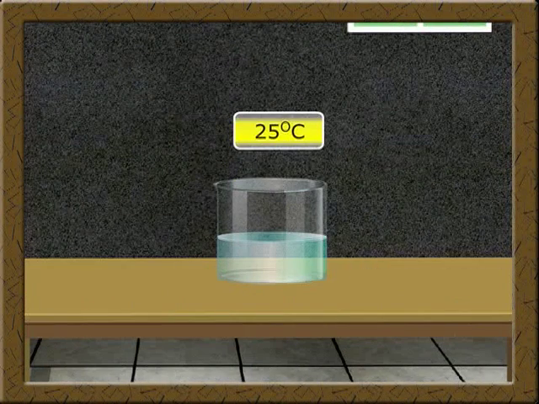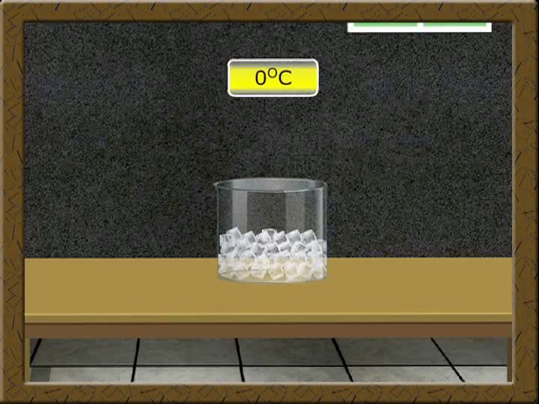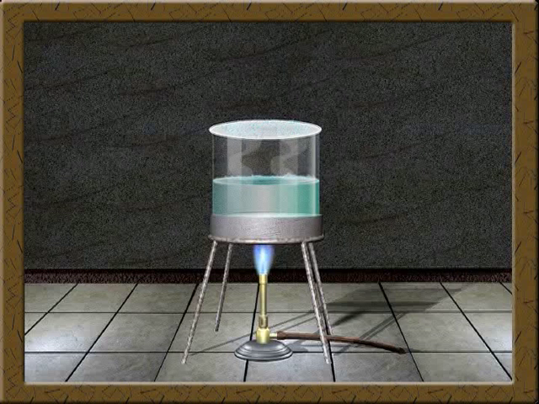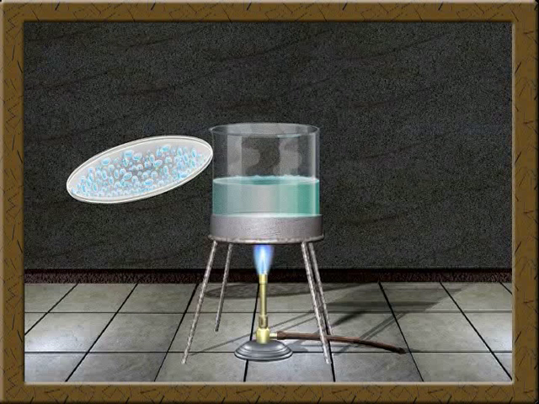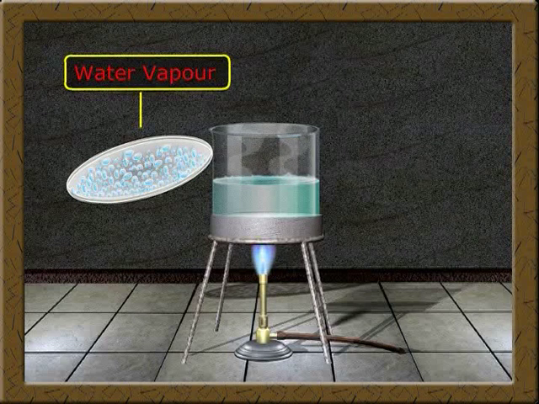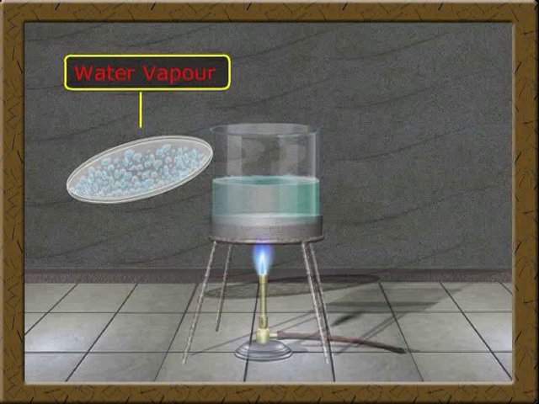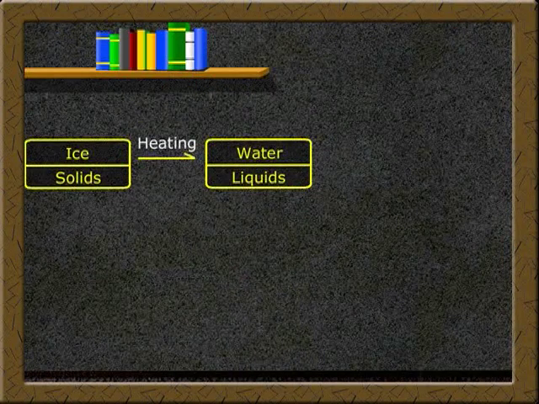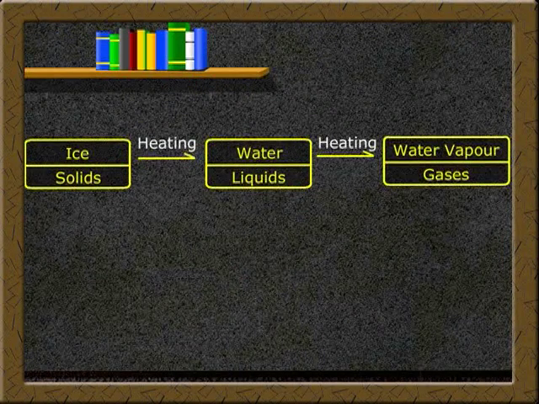When the room temperature is 25 degrees Celsius, the water will be in liquid condition. If the temperature is brought to 0 degrees Celsius, the water changes into ice. If the temperature is increased to boiling temperature, water changes into water vapor or gaseous state. By this activity, we can conclude that ice, that is solid, on heating becomes water and further heating becomes water vapor. When water vapor is cooled, it becomes water and therefore water, when cooled, becomes ice.